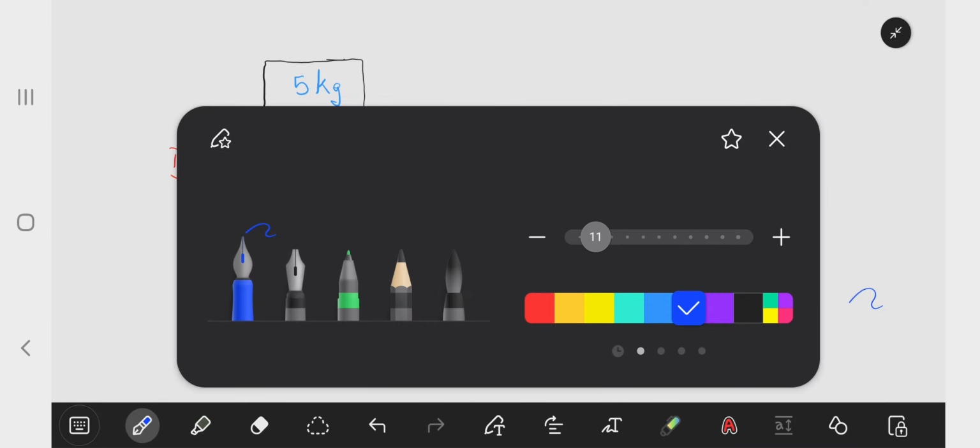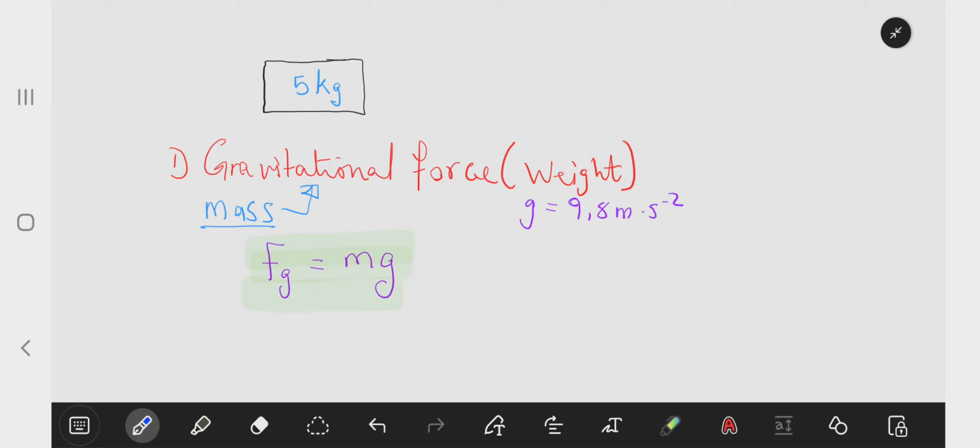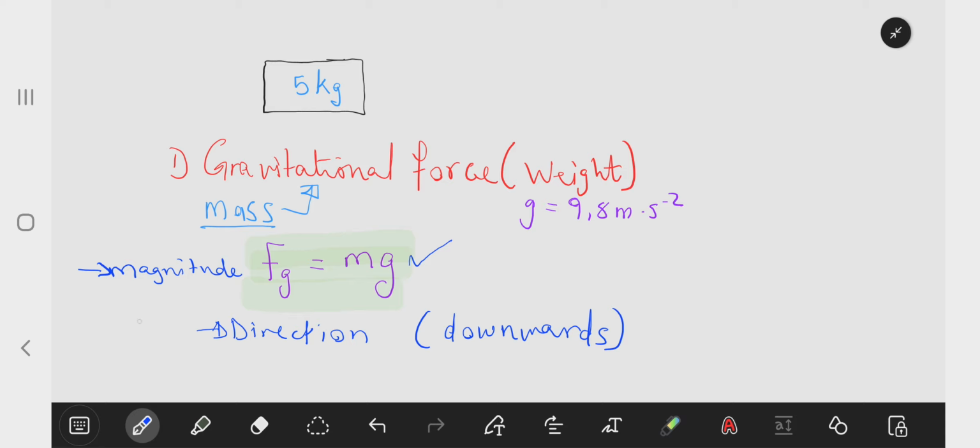Now let us look at the direction, because the force is a vector, it has both magnitude and direction. So now let us look at the direction of gravitational force. So in terms of direction, your gravitational force is always acting downwards. So it's always downwards towards the earth. So in terms of magnitude, this is how you calculate your magnitude, right? And in terms of direction, your gravitational force is always downward.